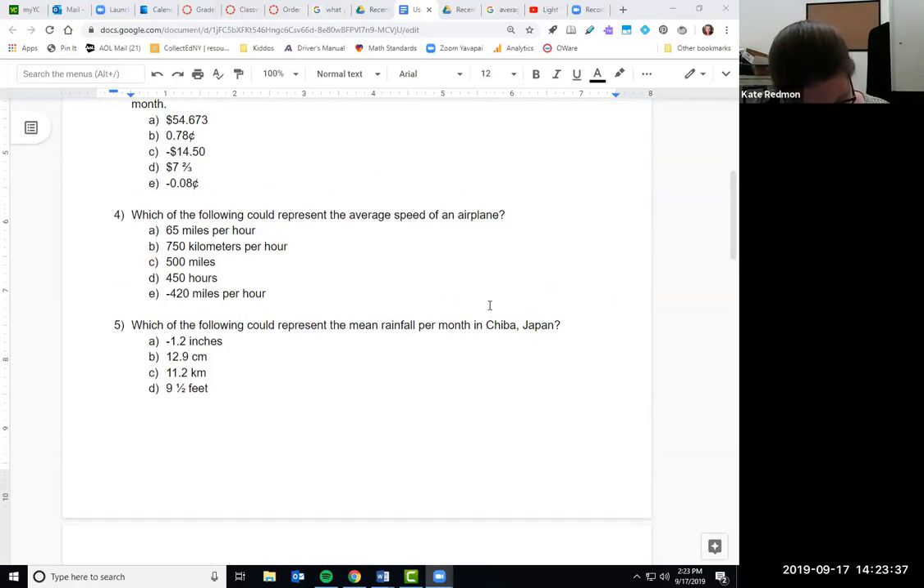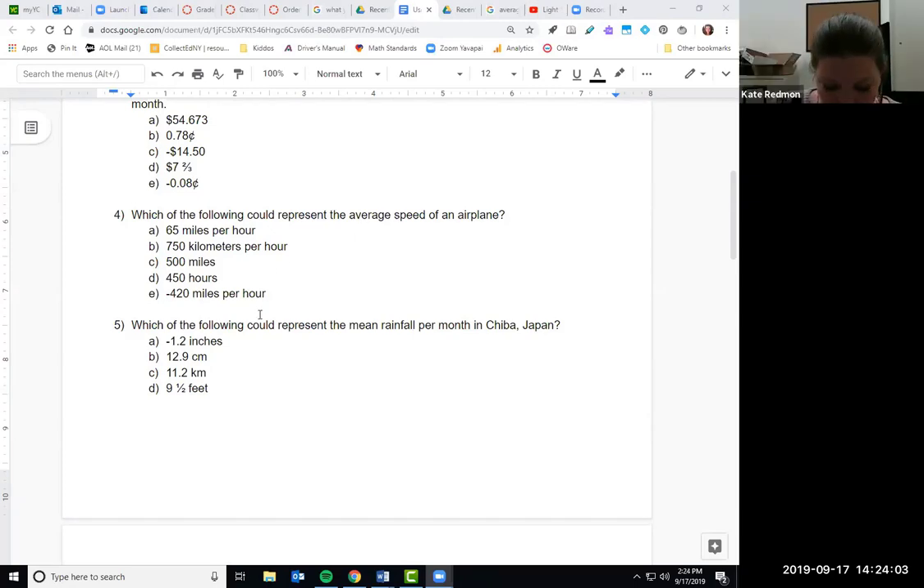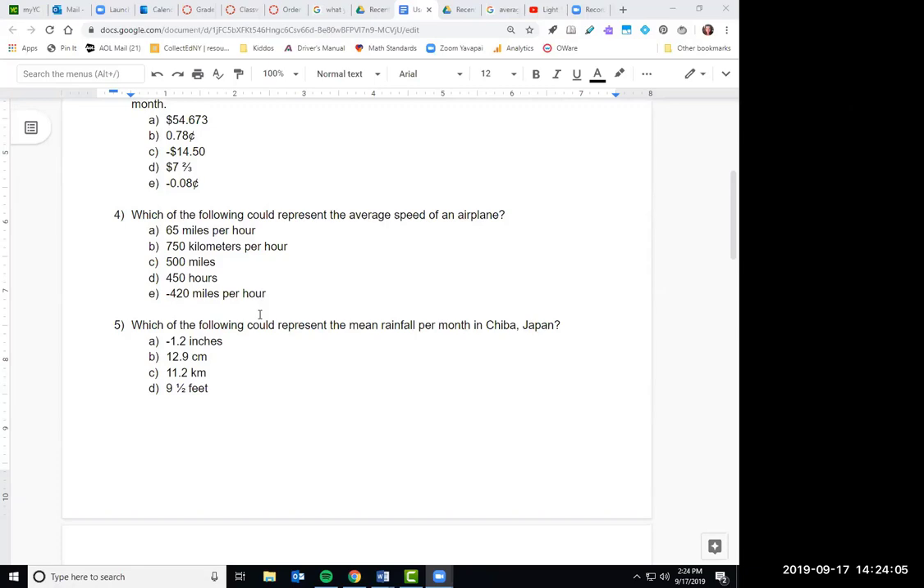Number 4 says, which of the following could represent the average speed of an airplane? Again, if you want to rule something out, I want to know why it doesn't make sense. The 450 hours. Why doesn't that make sense, David? I agree with you. Just tell me why. Because you can't travel in hours.